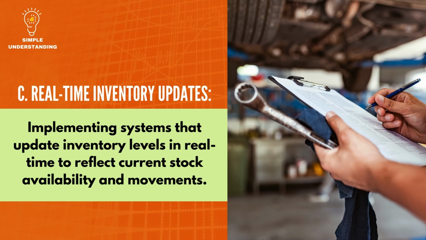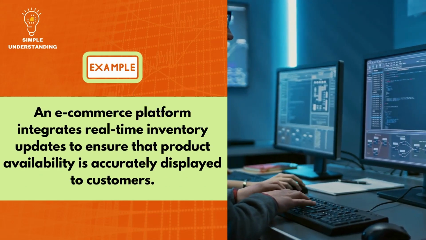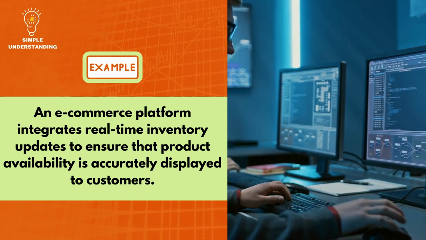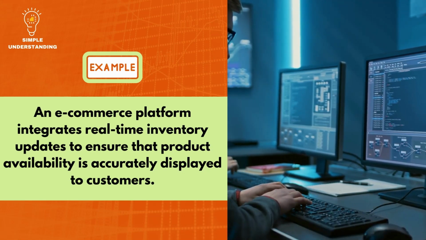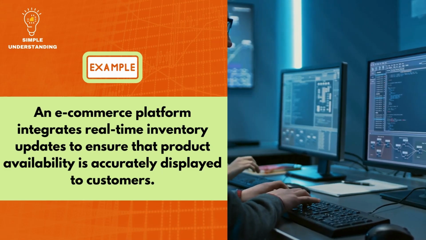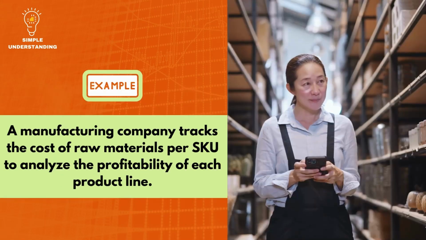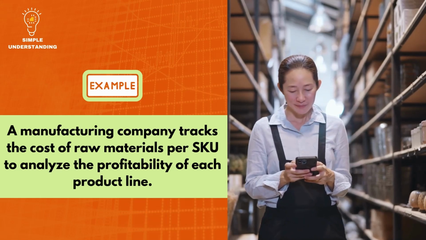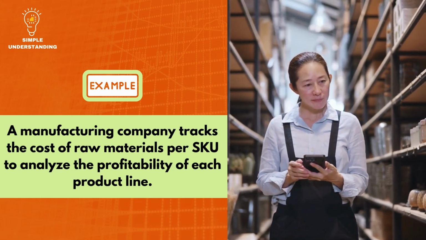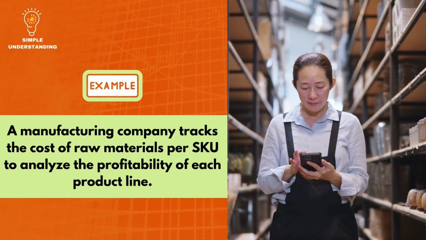Implementing systems that update inventory levels in real time to reflect current stock availability and movements. Example. An e-commerce platform integrates real-time inventory updates to ensure that product availability is accurately displayed to customers. D. Tracking inventory costs. Monitoring costs associated with individual items, including acquisition costs, carrying costs, and storage fees. Example. A manufacturing company tracks the cost of raw materials per SKU to analyze the profitability of each product line.